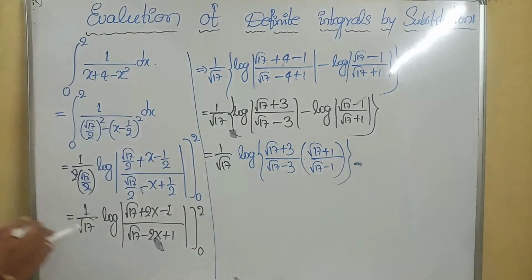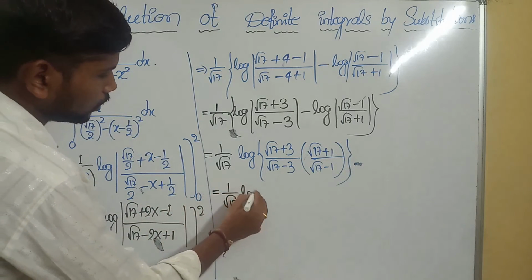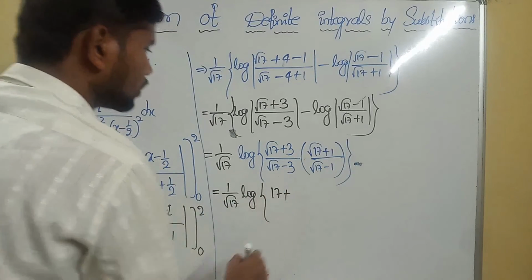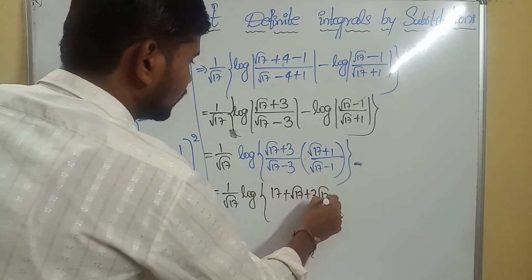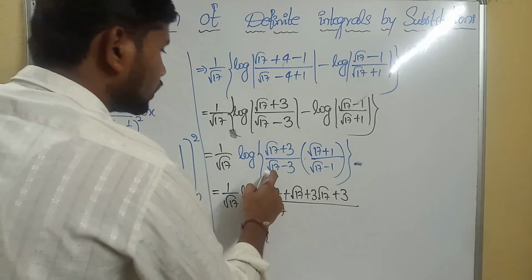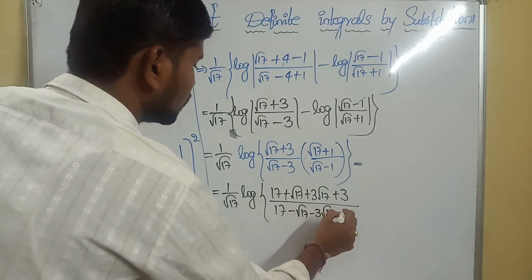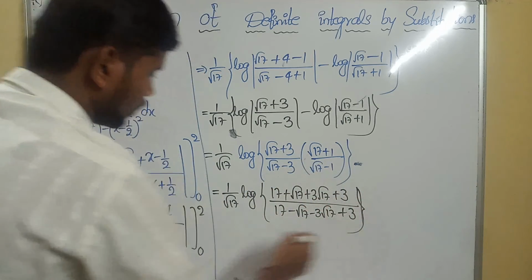Getting the point clearly? Now I'd like to multiply the terms. 1 divided by root 17 log modulus of, I need to multiply: root 17 into root 17 will be 17, plus root 17 into 1 will be root 17, plus 3 root 17 plus 3. What about the denominator? It will be 17 into minus root 17 minus 3 root 17, after that plus 3. Got it? Any doubt in this part?